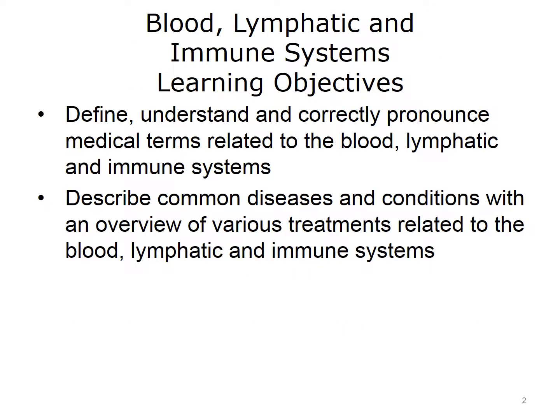The objectives for this unit, Blood, Lymphatic, and Immune Systems, are to define, understand, and correctly pronounce various medical terms related to the blood, lymphatic, and immune systems. Describe common diseases and conditions with an overview of various treatments related to the blood, lymphatic, and immune systems.